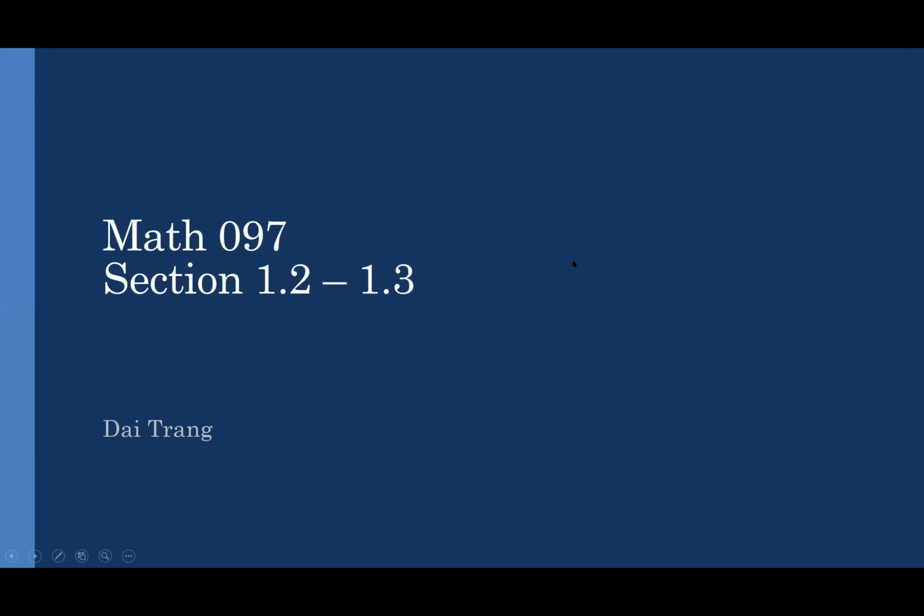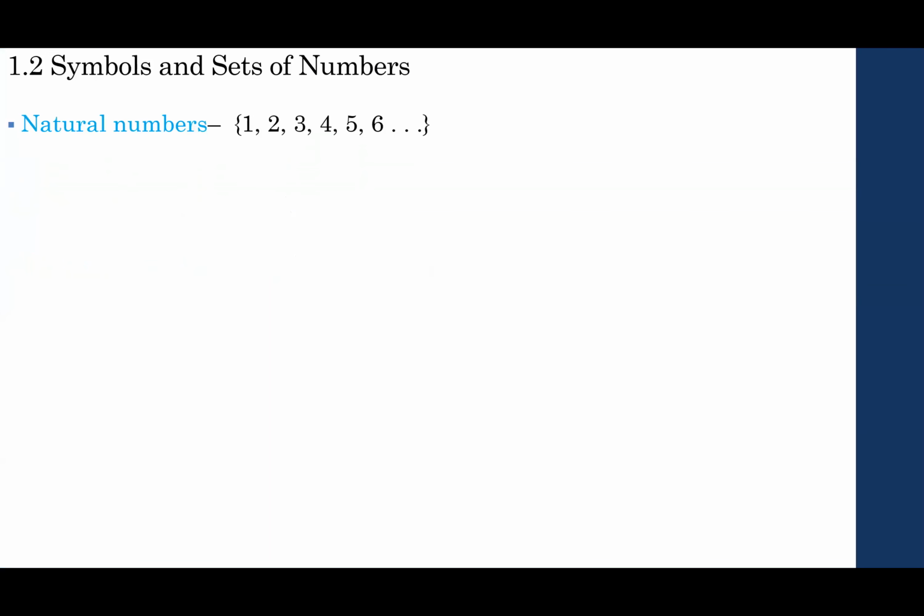So, like I mentioned today, we will begin with section 1.2, and 1.3 is a little bit of review. So let's start with 1.2. 1.2 is a lot of definitions. It's just a reminder to tell you guys what kind of terminology we have, so later on, when I say natural number, you know what kind of number we're talking about.